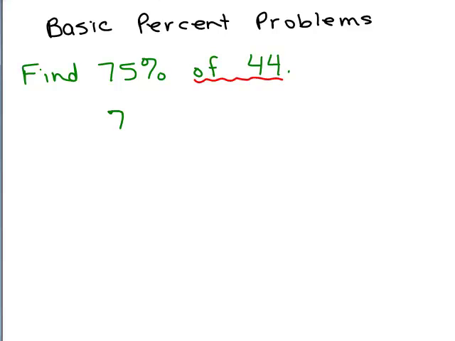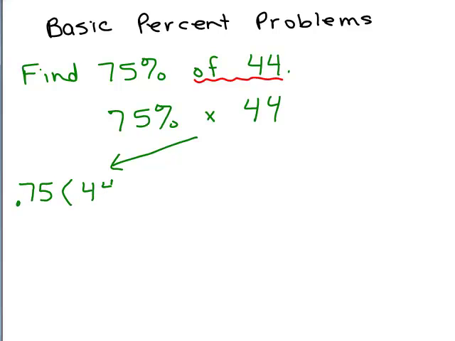So what we're looking for is 75% times 44, and that's not an x, that's a times. But in order to do multiplication with percents, we need to rewrite that percent either as a fraction or a decimal. So there's 2 ways of doing this. You can write 75% as a decimal, 0.75, and then multiply it by 44. Or you could write 75% as a fraction.